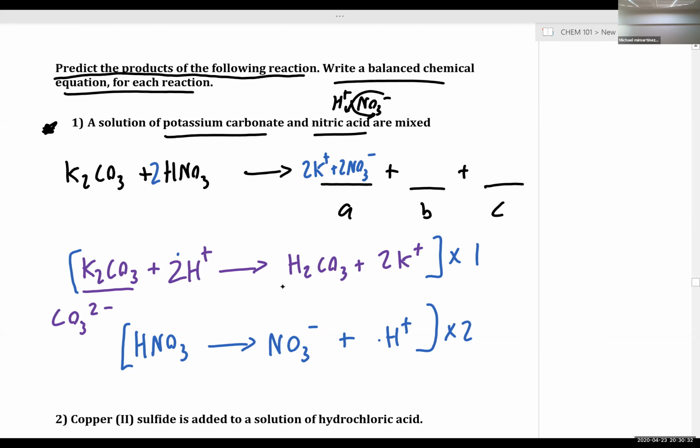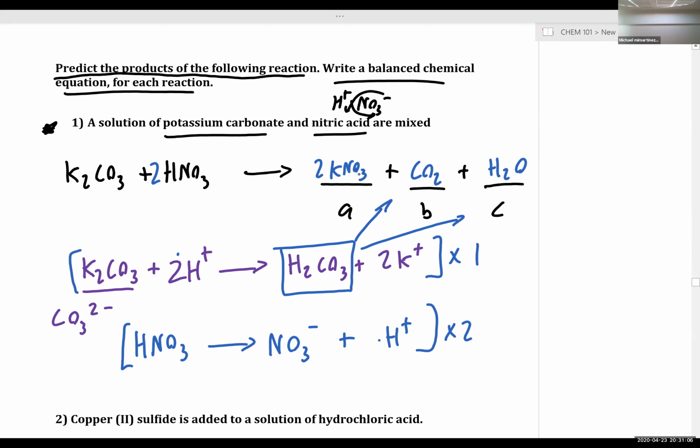plus, and now when we look at our carbonic acid, what 2 species do we break our carbonic acid into? Remember when we saw carbonic acid last time, what does it decompose into? CO2 and water. Perfect, perfect. And now just to finish off this problem, we're going to combine our potassium and nitrate to write 2 potassium nitrate.